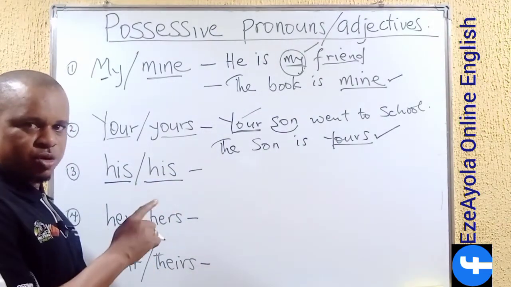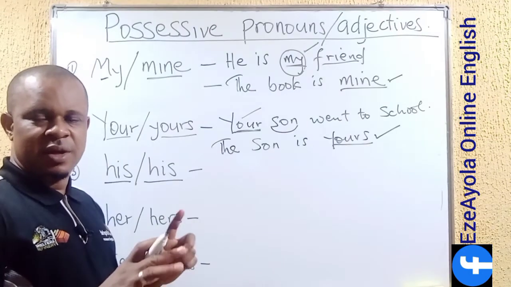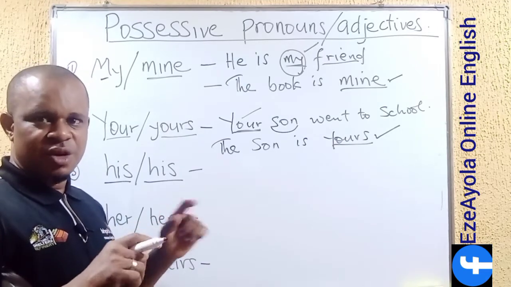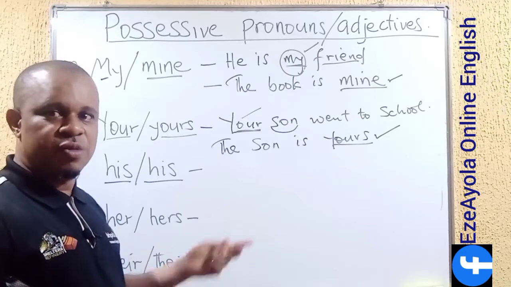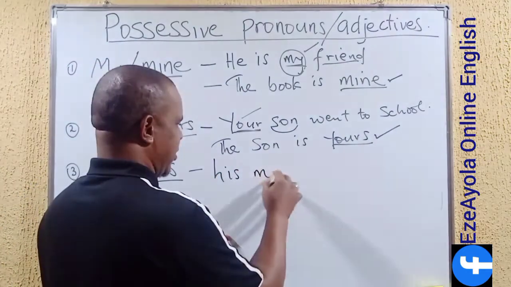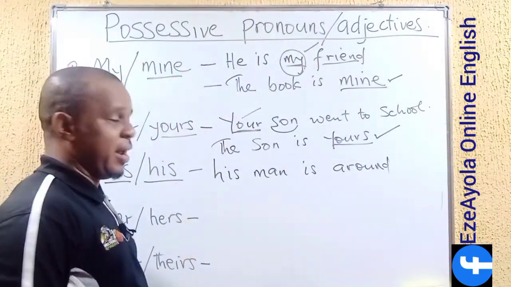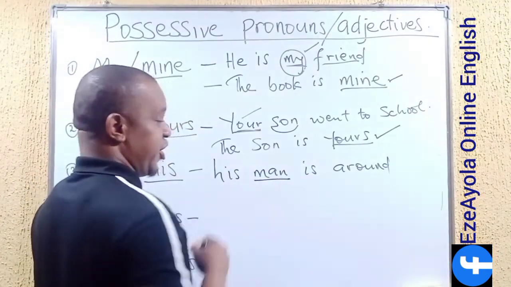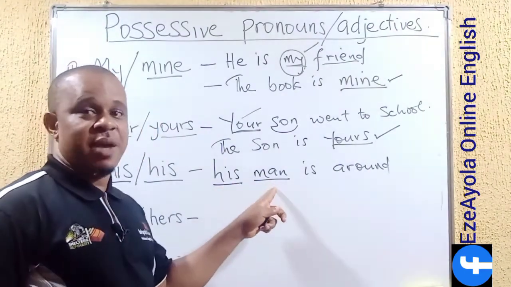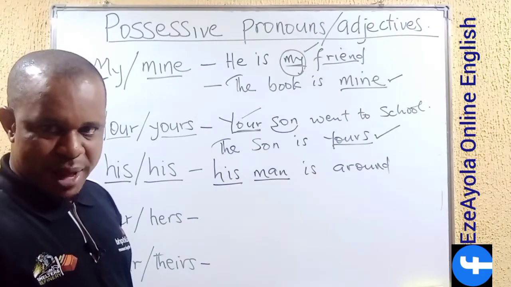The same thing happens here. His. Two words, the same spellings, possibly the same pronunciation, but depending on the structural arrangement in a sentence, that is when it serves either as an adjective or a pronoun. So, his man is around. Okay? His man is around. Now, we are talking about man here, which is the head word. But this is describing the man, the particular man that is around.